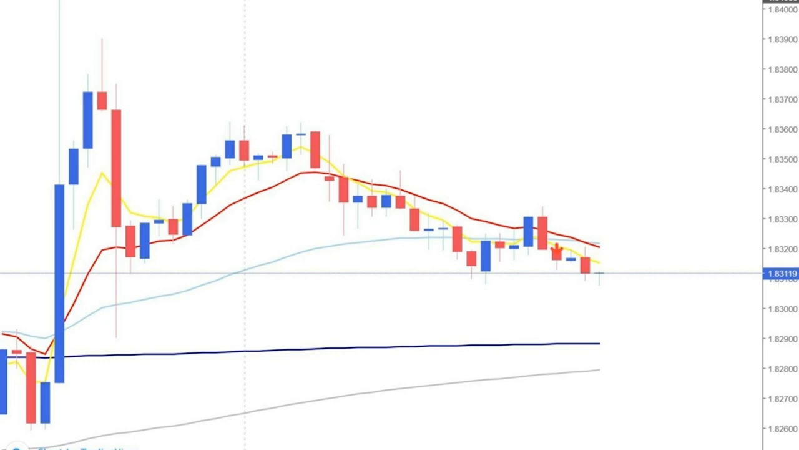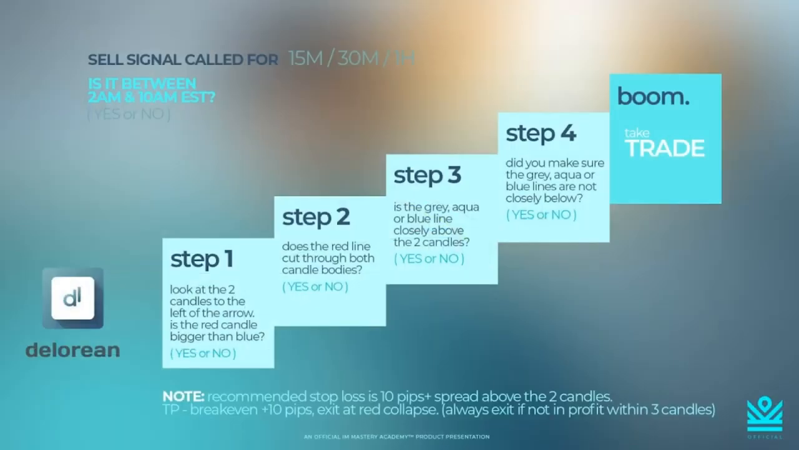Your goal with this strategy is to get yeses. The moment you get a no, you move on to the next trade. So question number 1, is red bigger than the blue? The answer is yes, which means we move on to step 2.